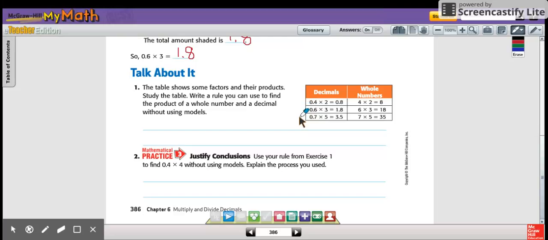Or the whole numbers will be 4 times 2 equals 8, 6 times 3 equals 18, and 7 times 5 equals 35. What do you notice about those two numbers? Over here we have the decimals. Over here we have the whole numbers. What do you notice happened when you multiply with decimals? What do you notice in the products of a decimal? We'll think about that, and we'll answer that as a group.